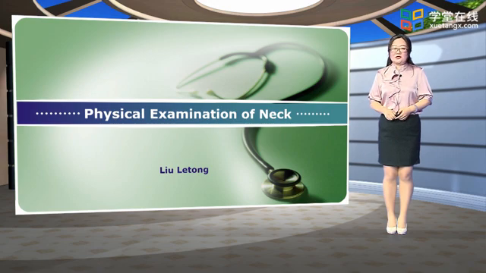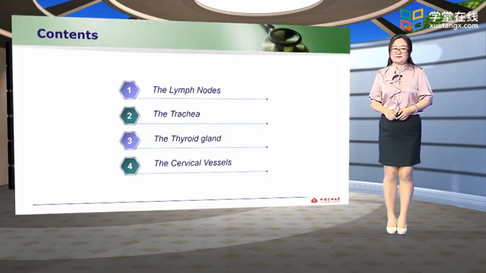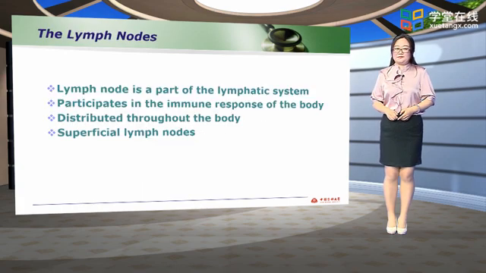Today we are going to talk about the physical examination of the neck. I hope you will enjoy it. The lesson today consists of 4 parts: the lymph nodes, trachea, thyroid gland, and the cervical vessels. They are all the main organs on the neck.